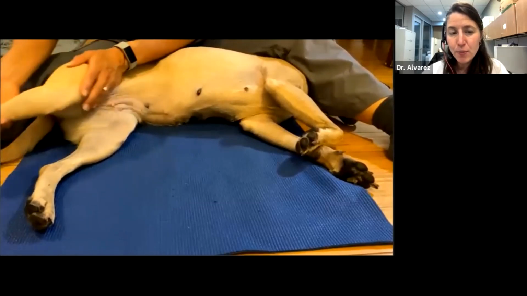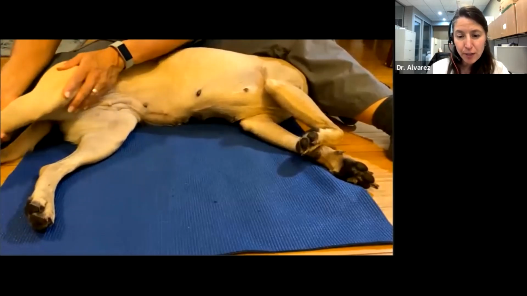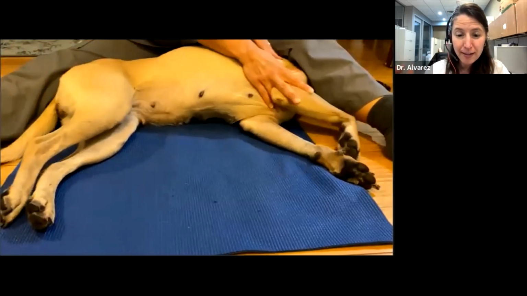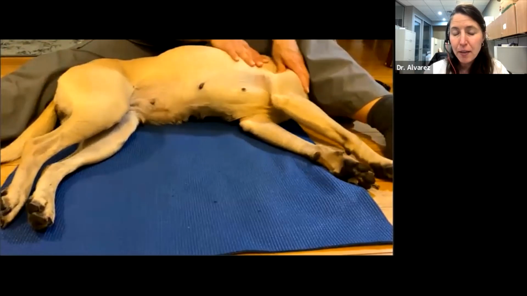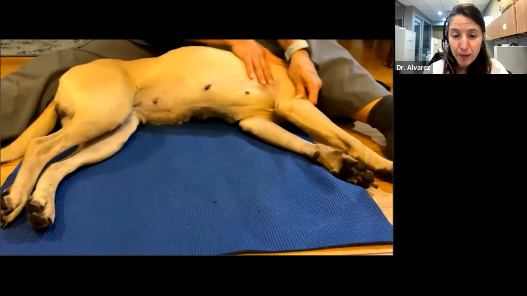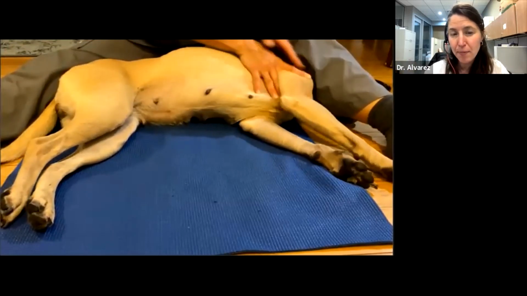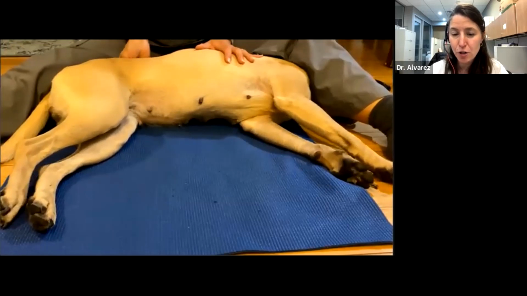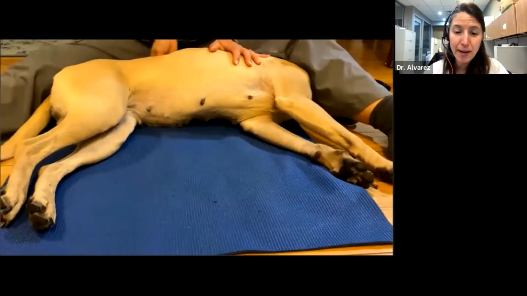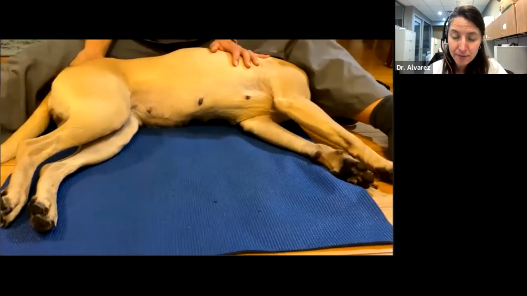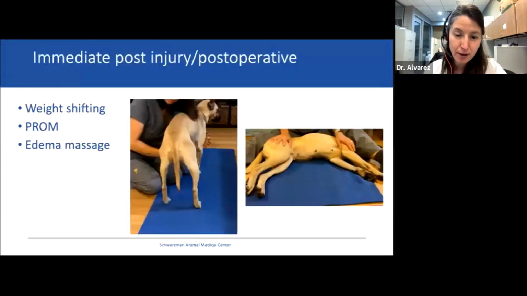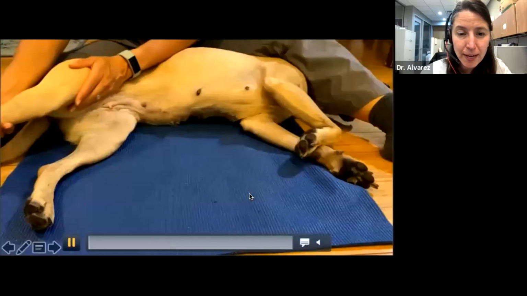The other part that's really useful is don't just treat the part of the body that had the primary injury. The body works as a whole, and there's usually compensatory problems. So I'm giving a nice massage to the triceps muscles and then along the epaxials, which is all very beneficial to getting that patient to recovery. I'll play that one for you again.